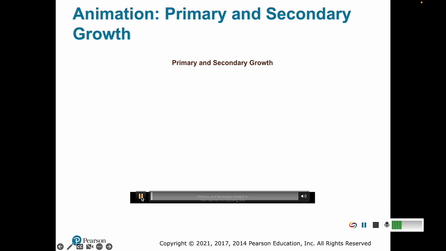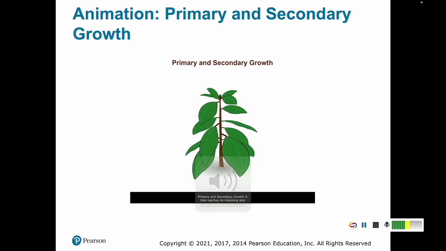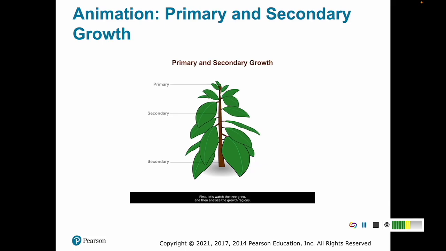A tree reaches its imposing size by combining primary and secondary growth. Let's review the two kinds of growth. Here you see the tip of a tree with the taper of the stem exaggerated for clarity. First, let's watch the tree grow, and then analyze the growth regions. Notice that some parts of a tree undergo primary growth at the same time that other parts undergo secondary growth. If the roots were visible, you would see the same thing in the roots.